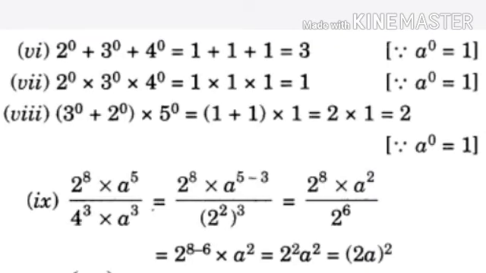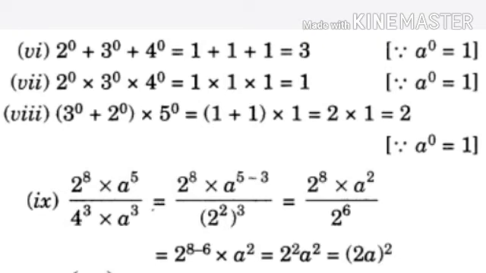Fourth and fifth are the same as first, so you have to do them yourself. Sixth, 2^0 + 3^0 + 4^0 is equal to 1 + 1 + 1, which is equal to 3. We can say that any number except 0 raised to the power 0 is always 1. So we can write 1 + 1 + 1 is equal to 3.